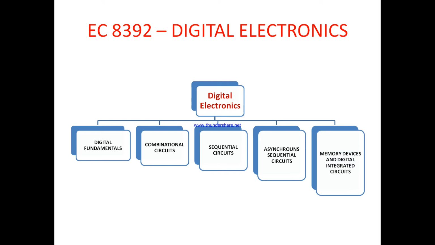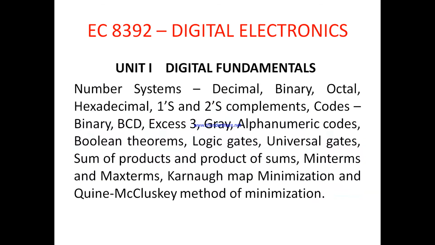In digital fundamentals, we are going to discuss Boolean algebra and the minimization of various Boolean functions. In combinational circuits, we discuss the arithmetic circuits. In sequential circuits, we discuss counters and shift registers. In the fourth unit, asynchronous sequential circuits, we discuss pulse mode circuits and fundamental mode circuits. Then we discuss RAM, ROM concepts and CMOS designs. These are the 5 units we are going to study in this digital electronics subject.